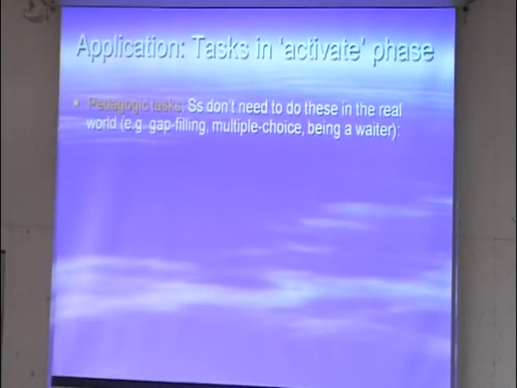Okay, let's move on. Application for the activate stage. Pedagogic tasks. Now this is a definition here, or classification, of task types, particularly with reference to speaking. One kind is called pedagogic tasks. These are tasks that students don't need to do in the real world. So, for example, gap filling. It's useful for learning to a point, but it's not ever going to be used in the real world. Multiple choice, similar theme. And I would say being a waiter in a role play. Very few students are going to be waiters, right?